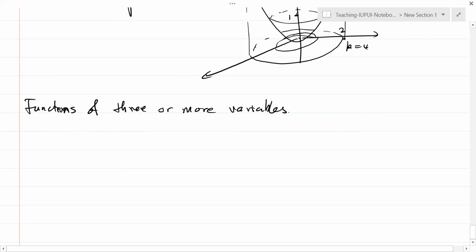For example, if you want to describe the temperature in space, at every point in the three-dimensional space you get a value assigned to each point, which is called temperature. So the temperature function is a function of three variables. Clear? Okay. So the function could have three variables, or x, y, z, w, four variables, and so on.